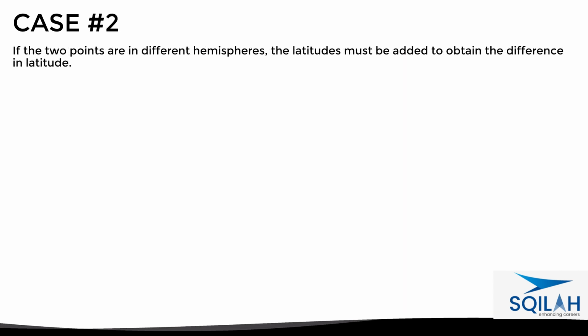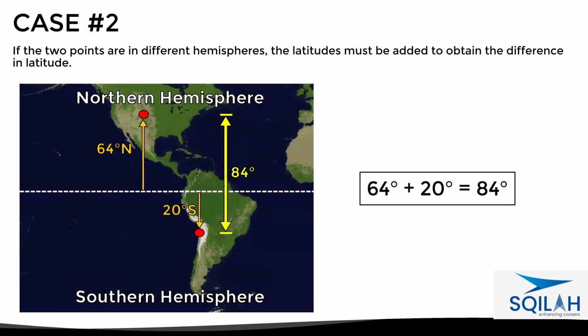On the other hand, if the 2 points are in different hemispheres, then the latitudes must be added to obtain the difference in latitude. In this example, 1 point is in the northern hemisphere while the other is in the southern hemisphere. So we add the latitudes and obtain a difference in latitude of 84 degrees.